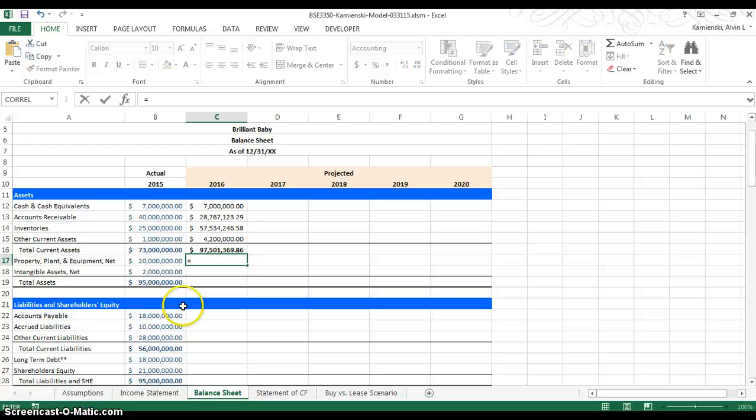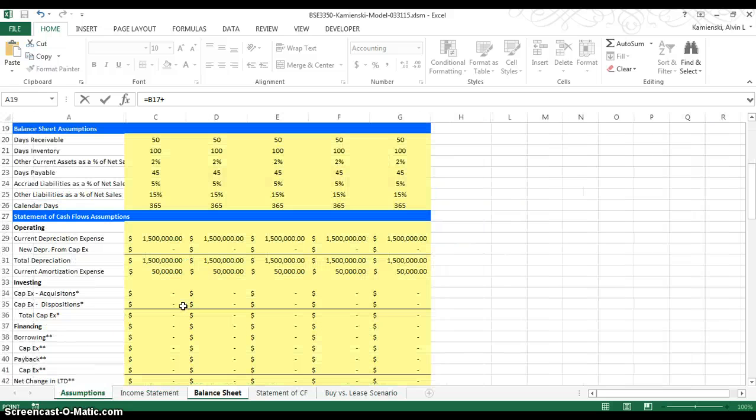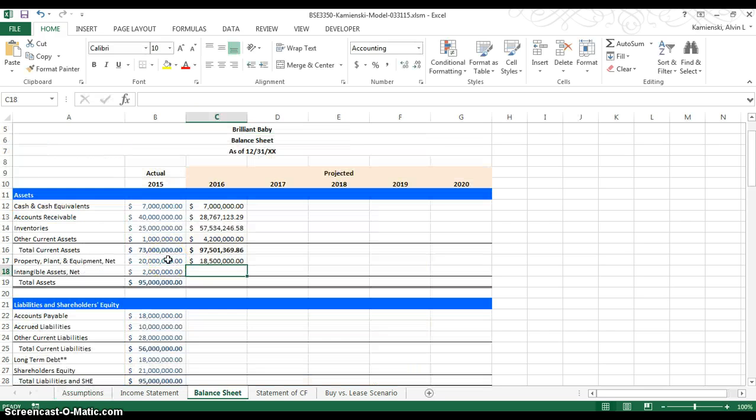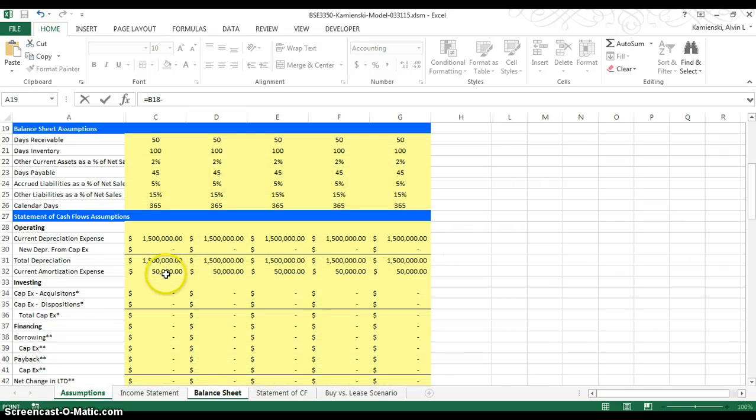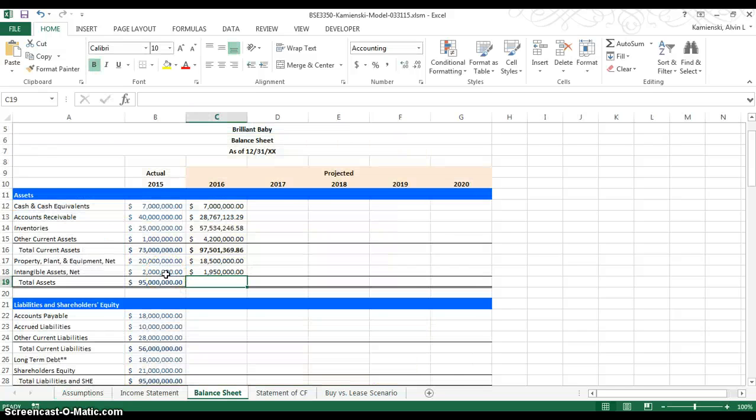Ready? Equals property, plant, and equipment plus back to our assumptions page, total CapEx. So that would be how much property, plant, and equipment do we have after we've added new acquisitions, after we've sold other acquisitions, and then from there we're going to subtract off total depreciation. Intangible assets next, net is just going to be equal to the intangible assets minus then from the assumptions page the amount of current amortization.